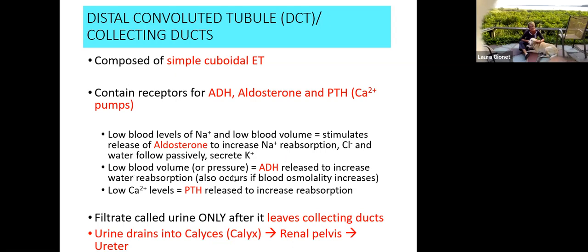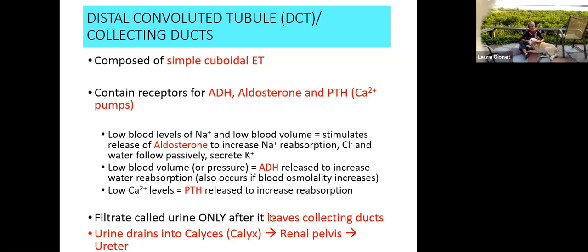When we have low blood volume or pressure, we can secrete antidiuretic hormone from the posterior pituitary. Remember, that's going to stimulate just the reabsorption of water. Just the reabsorption of water. And then if we have just by itself low blood calcium levels, parathyroid hormone will be released, and that stimulates reabsorption of calcium from the filtrate, so we don't just pass it off into urine and eliminate it.